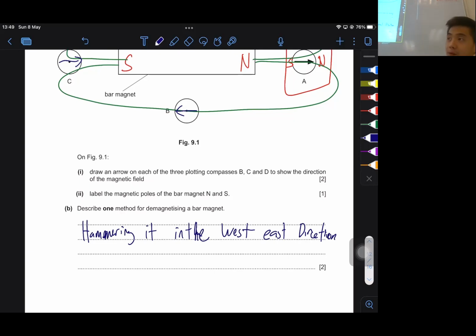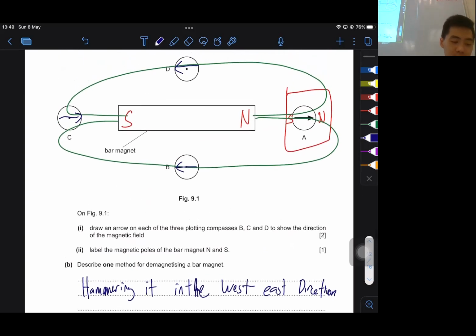How do we know that the compass A is south and north? How do I know it's south and north? Looking at the arrow lah. This here is pointing in this direction. So this is for sure north and this is south, right? It's north to south.